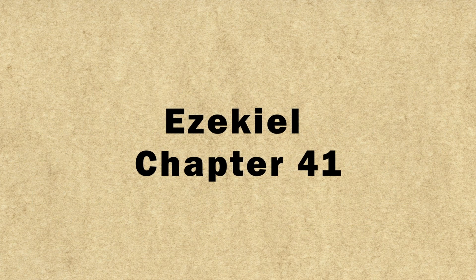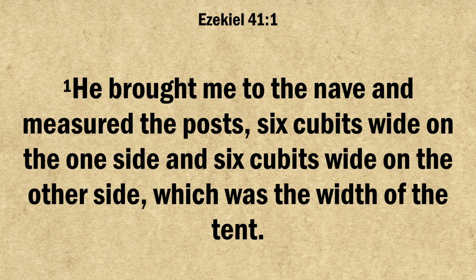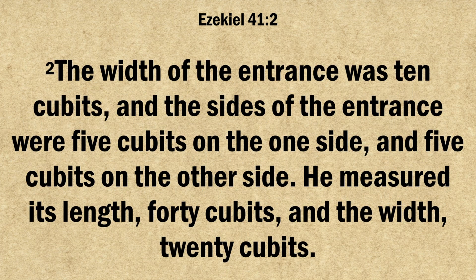Ezekiel chapter 41. He brought me to the nave and measured the posts, 6 cubits wide on the one side and 6 cubits wide on the other side, which was the width of the tent. The width of the entrance was 10 cubits, and the sides of the entrance were 5 cubits on the one side, and 5 cubits on the other side. He measured its length, 40 cubits, and the width, 20 cubits.